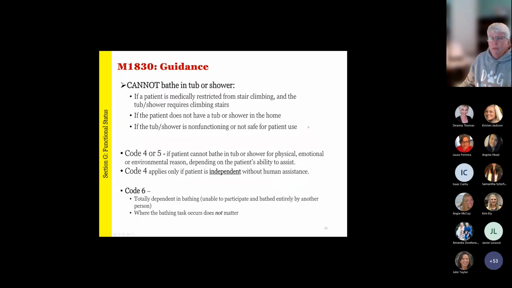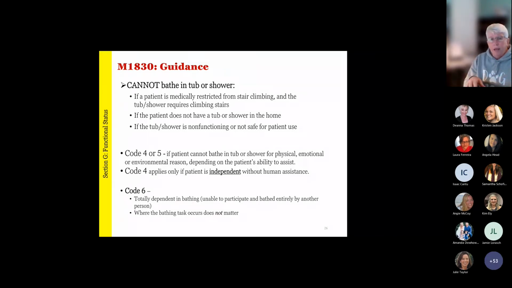If they can't bathe in a shower or tub for whatever reason that might be, whether it's fear, behavioral, environmental, or they're medically restricted, the physician has said no showers, then they're going to be a code 4 or 5. And 4 is I'm doing a bird bath independently by myself, or code 5 is I'm doing a bird bath, but I need some assistance for some reason. Code 6 is someone that is totally dependent in bathing. Doesn't matter where it's happening.